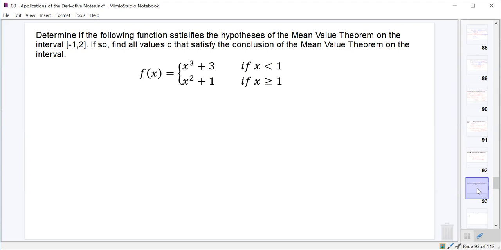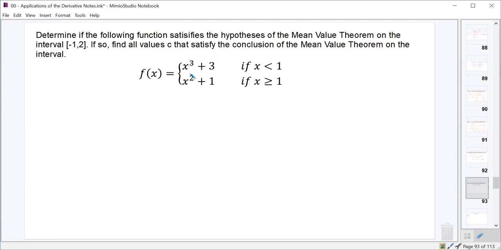And let's look at one more here. So this one says, determine if the following function, again, satisfies the hypotheses of the MVT. And if it does, find all values that satisfy the conclusion of it. So the first thing to check is, is it a continuous function? Well, we know that from negative 1 to 2, x cubed plus 3 always exists, and x squared plus 1 always exists because they're polynomials.